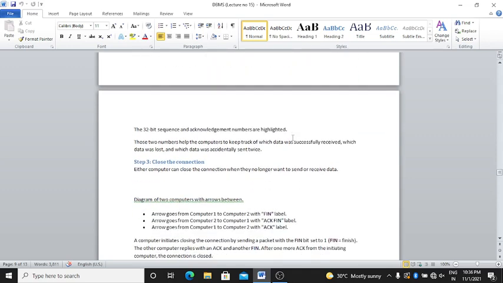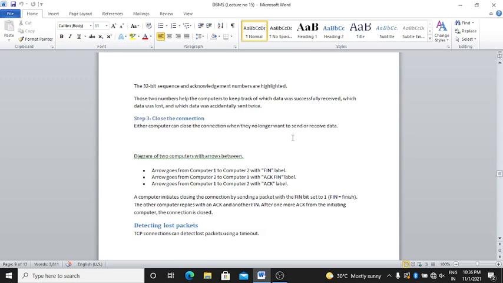Step number 3, close the connection. Computers can close the connection when they no longer want to send or receive data. An arrow goes from computer 1 to computer 2 with a FIN label. An arrow goes from computer 2 to computer 1 with an acknowledgement and FIN label. An arrow goes from computer 1 to computer 2 with an acknowledgement label.